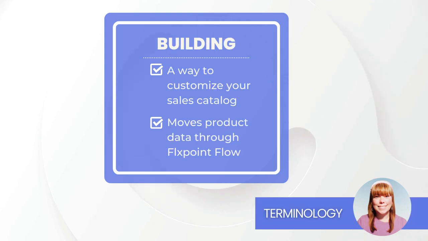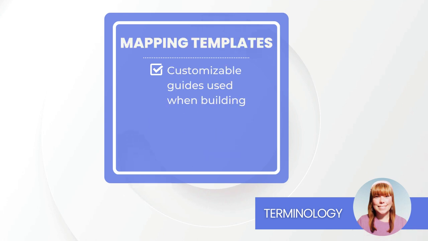Building. Building is a way of creating and moving inventory through the three stages of Flxpoint product management. Mapping templates. Mapping templates are used to configure and customize data as the data moves through Flxpoint. Think of mapping templates as instructional guides. You'll use mapping templates when building and merging your inventory data.